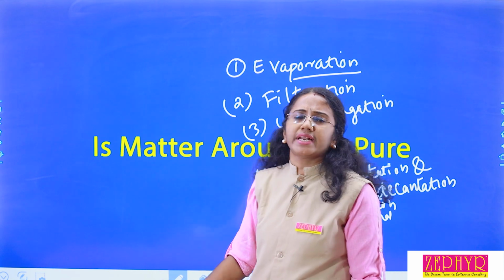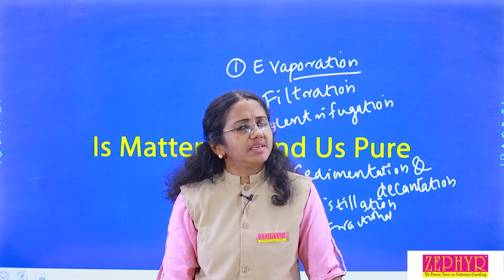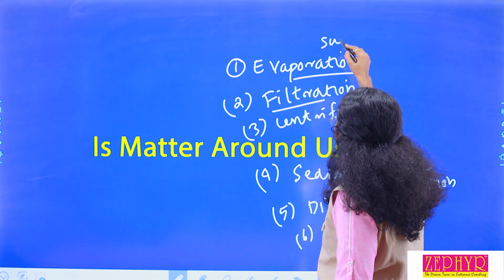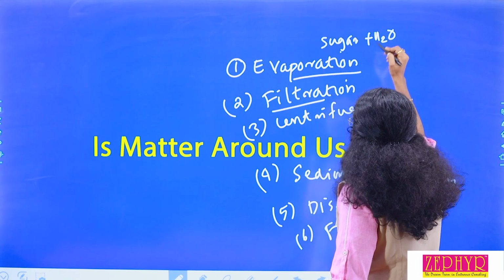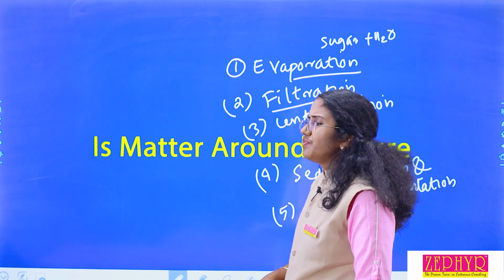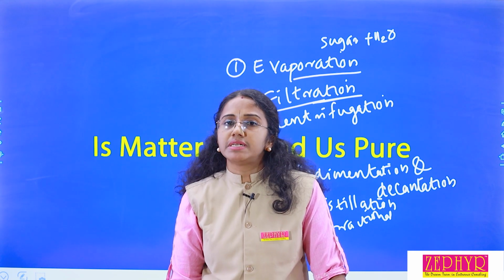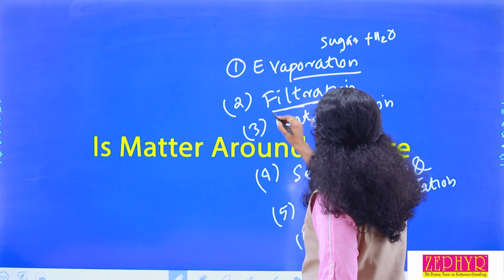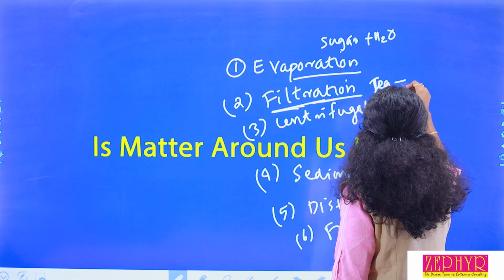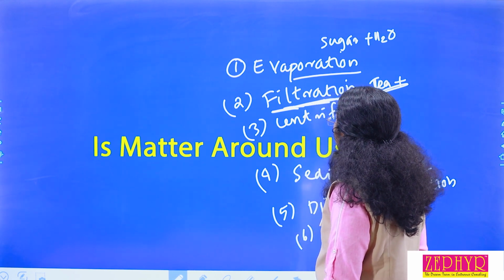Evaporation just evaporates the content. Liquid-solid mixtures like sugar plus water or salt plus water can be separated, and the method applicable is evaporation. Then filtration: we can separate immiscible substances, for example removing tea mud from tea. Filtration is applicable there.